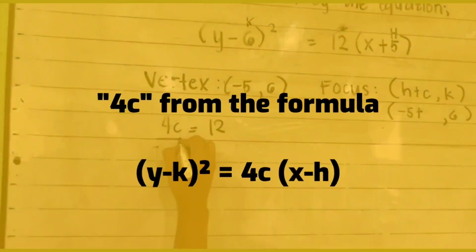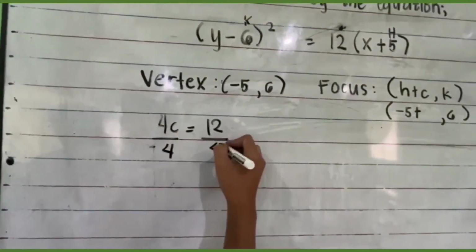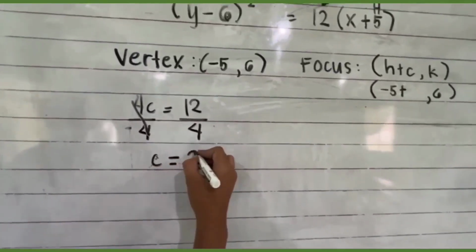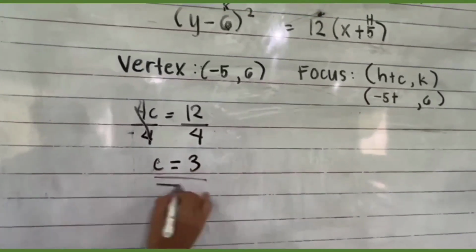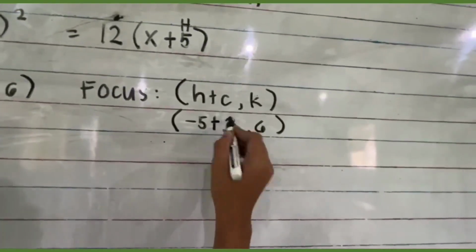for c from the formula y minus k squared equals 4c quantity x minus h, divide both sides by 4 and 4 cancel 4, c remains 12 divided by 4 is 3. Therefore, we have now the value of our c, which is 3.